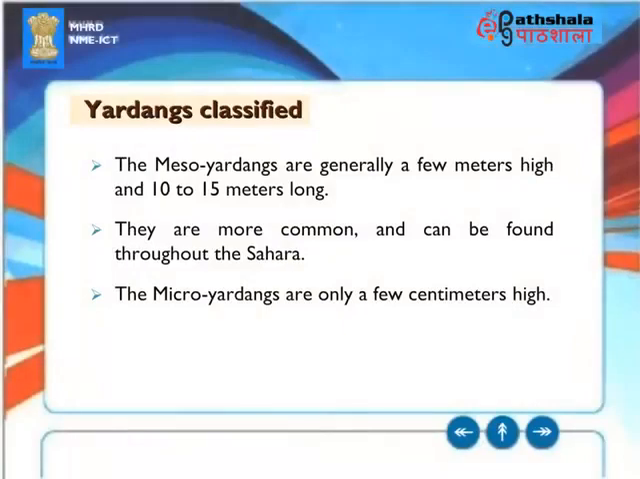The meso-yardangs are generally a few meters high and 10 to 15 meters long. They are more common and can be found throughout the Sahara. The micro-yardangs are only a few centimeters high.